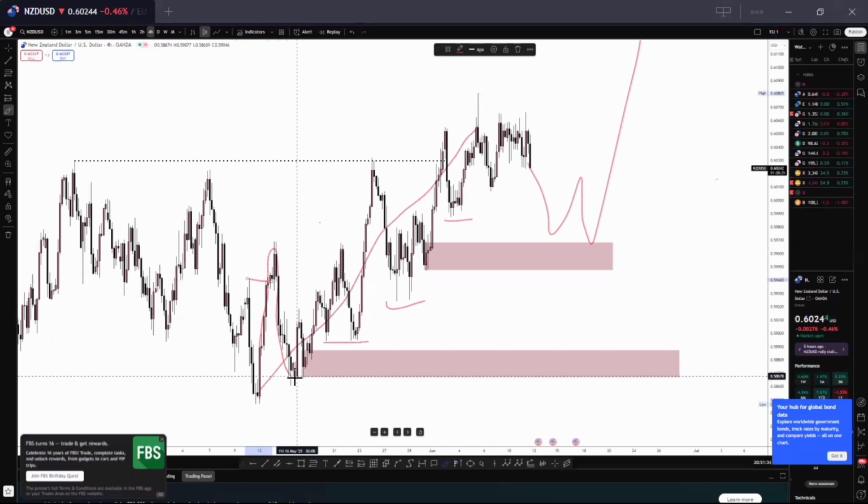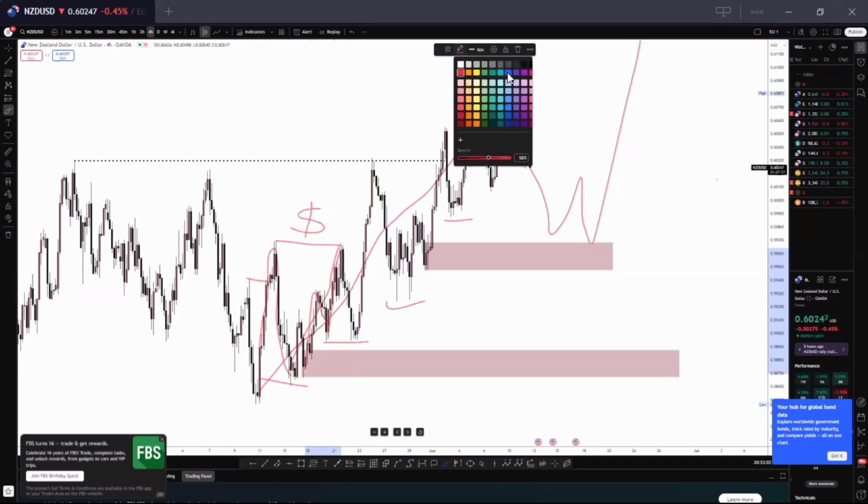It came back down, mitigated these points, went back up, and did not really clear out anything, just created an inducement here, which is liquidity. Then it came back down. Returning back down was a mitigation of the internal range within this one here, right?